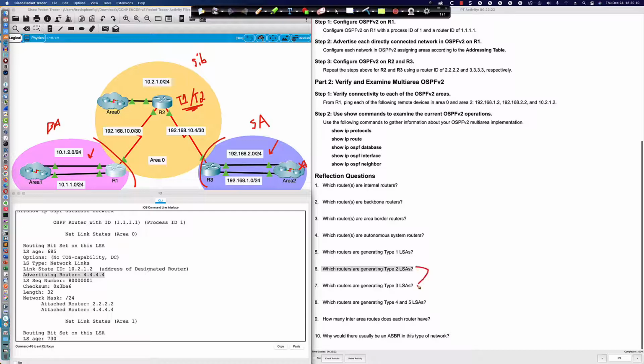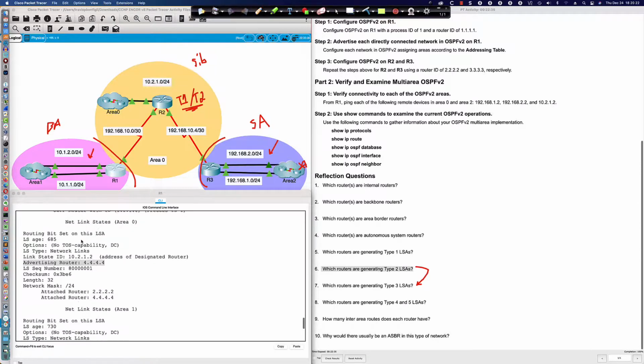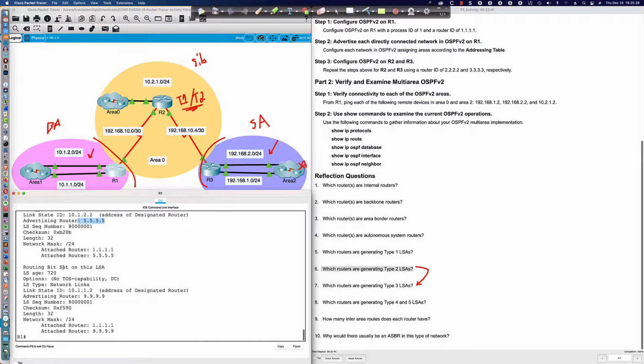And that's kind of a nice segue here into question 7. But first, let's wrap this up. Who are the routers generating the type 2 LSAs? Well, on router 1, if I say show ip ospf database network, I can see router 4 is advertising a type 2. I can see router 5 is advertising a type 2, and router 9 is advertising a type 2.